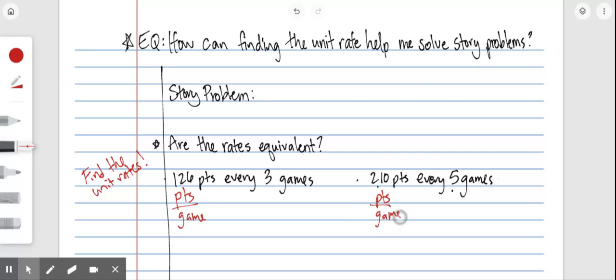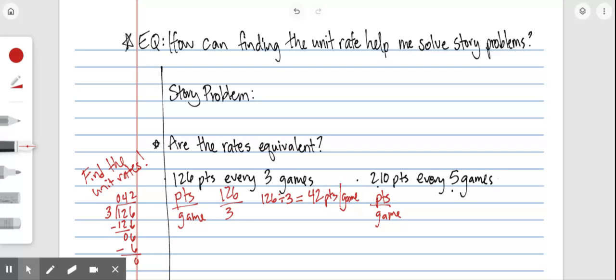Okay, so we'll start with the first one. Points per game. I got 126 points in 3 games. So I'm going to divide. I do 126 divided by 3, just like we did yesterday and the day before. I can't do this off the top of my head, so I'm going to do some division over here. 126 divided by 3. 3 goes into 1 0 times. 3 goes into 12 4 times. 3 times 4 is 12. Subtract. And then I bring down the 6. 3 goes into 6 2 times. 3 times 2 is 6. And I've got nothing left over. So the answer is 42. So this is 42 points per game.